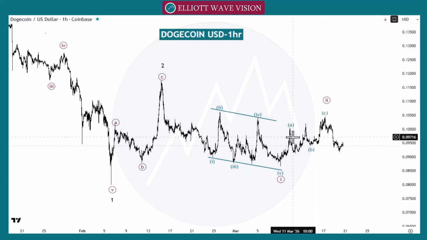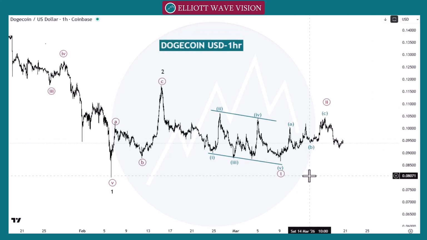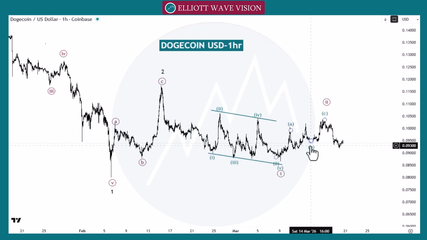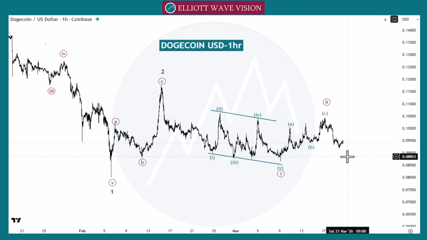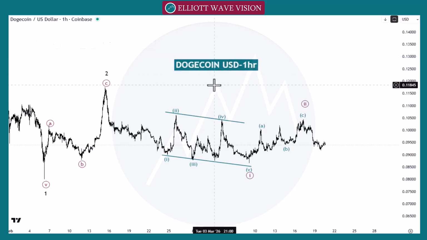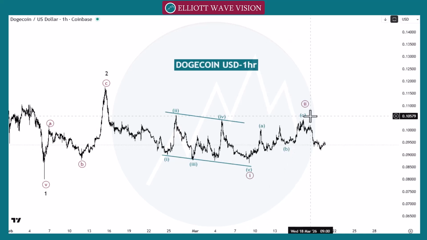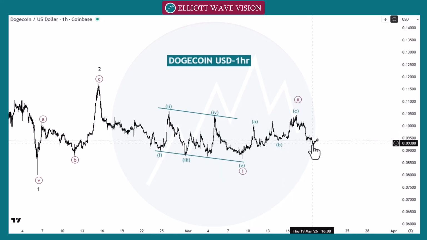But the pattern, if we go properly with the rules and guidelines, we can count this move as a B, C, W, then X, then A, B, and C. Or wave this move as a leading diagonal wave A, then wave B, and then wave C. We need to follow the proper rules and guidelines. So as of now, we count this move as a leading diagonal like 1, 2, 3, 4, and 5, then A, B, and C. Because market may give us the proper impulsive move like 1, 2, 3, 4, and wave 5. Now we need to wait for the proper classic trading level pattern.